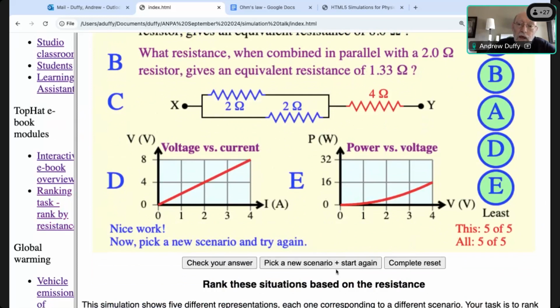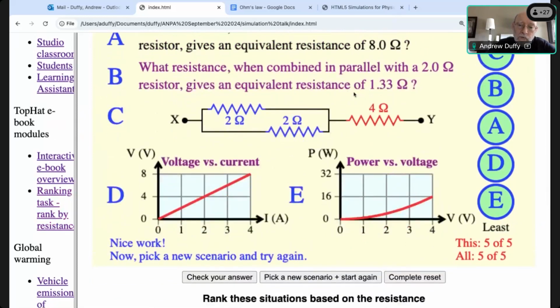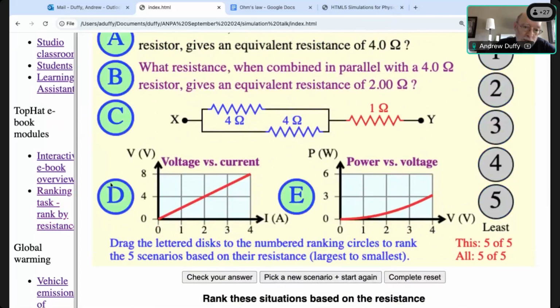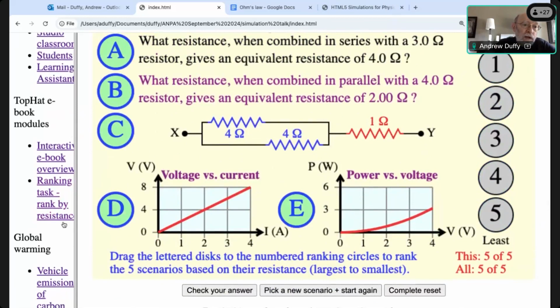All right. And you can then, again, completely start over, right? So starting over gets you a different graph, a different circuit, different problems up here, and a different ranking. So all these go back to where they were. So the students get multiple chances to practice this. They can do it over and over until they get really good at it. Okay, so that was that.